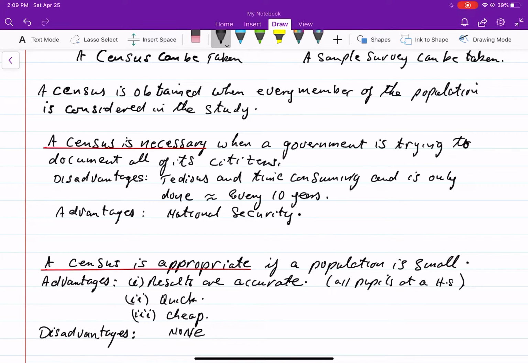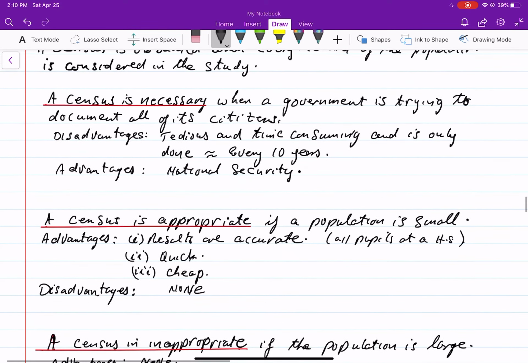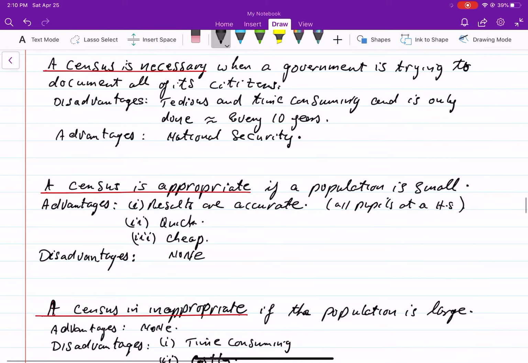Disadvantages, it's tedious and time consuming, and it's only done roughly every 10 years in most countries. Advantages, well, it's certainly tied to national security, right? You want to know that every person in the country, you want to be able to account for them, all of your citizens. A census, so that's when a census is necessary. It's definitely necessary when a government is trying to account for all of its citizens.